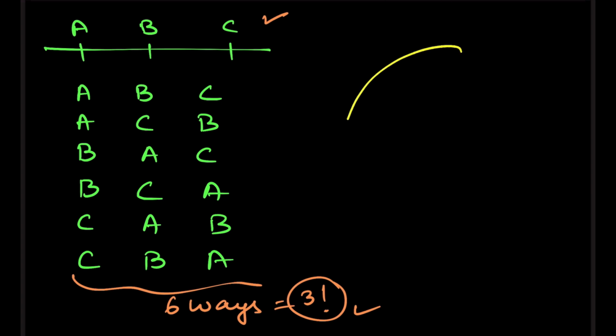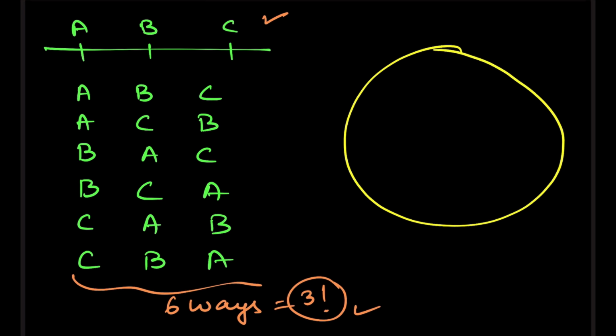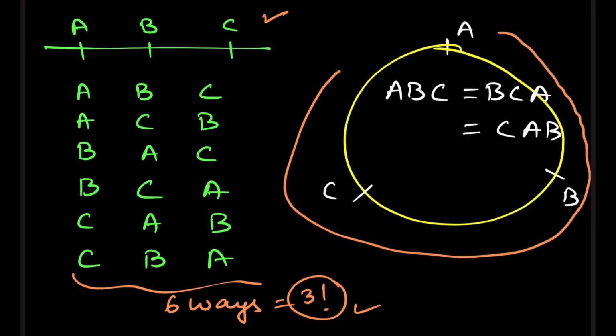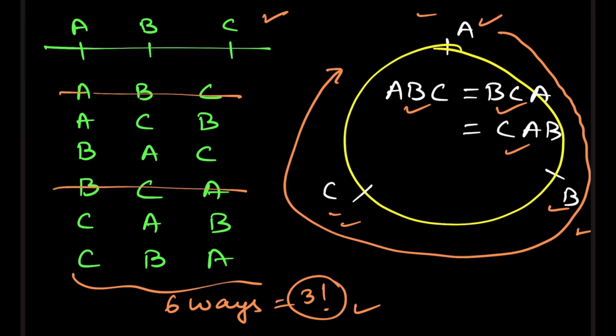But let's compare this with the circular permutation case. What happens in circular permutation? Suppose A, B and C are sitting in this fashion. What you will see is that A, B, C is equal to B, C, A is equal to C, A, B, because if you see in the clockwise way, they are sitting in this fashion. If you start from B, C, A, these are both the same because you are seeing it in the clockwise fashion. So these 3 are the same arrangement.